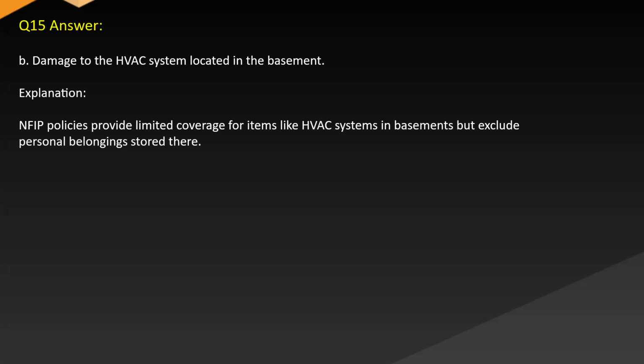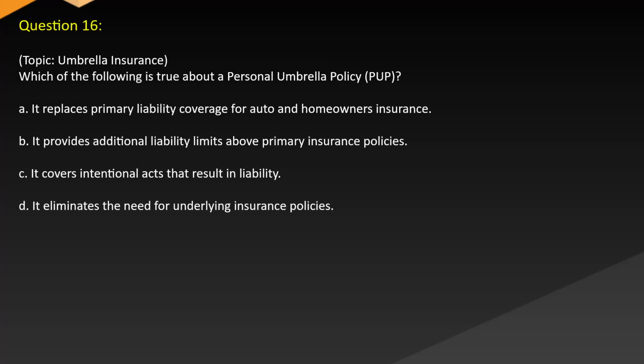Answer: B. Damage to the HVAC system located in the basement. Explanation: NFIP policies provide limited coverage for items like HVAC systems in basements but exclude personal belongings stored there. Question 16. Topic: Umbrella insurance.